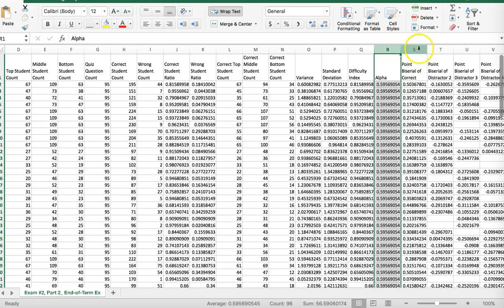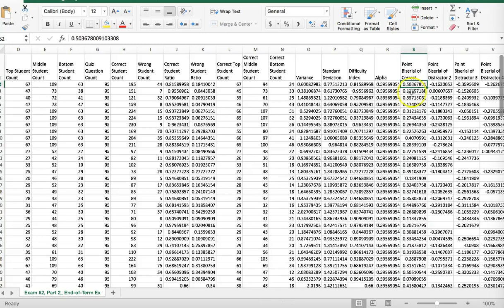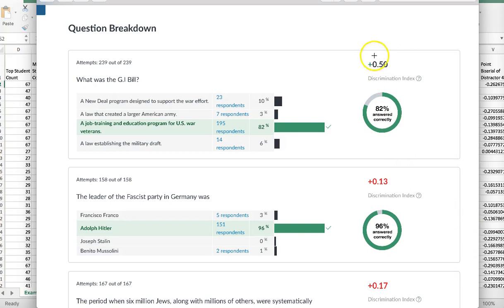I've seen 0.07 before. Now we've got the point biserial. So what you want to be looking at is 0.25 or higher. If it's less than that, so if you go over here, this was green and black, that meant it's good. Red means, check it out.